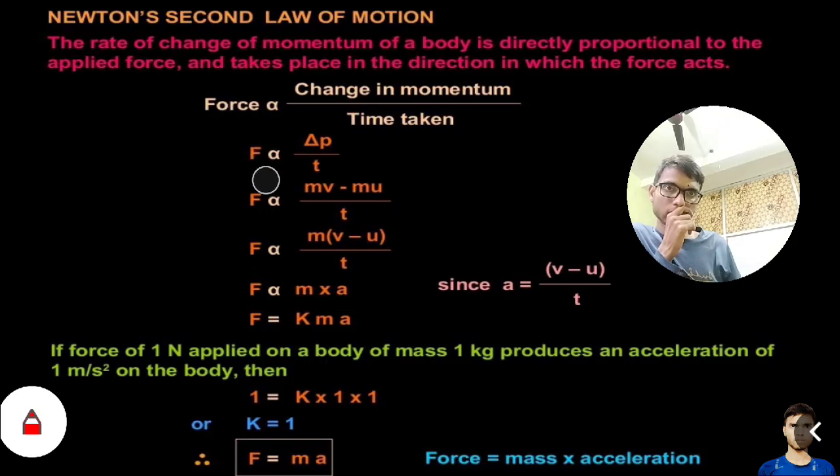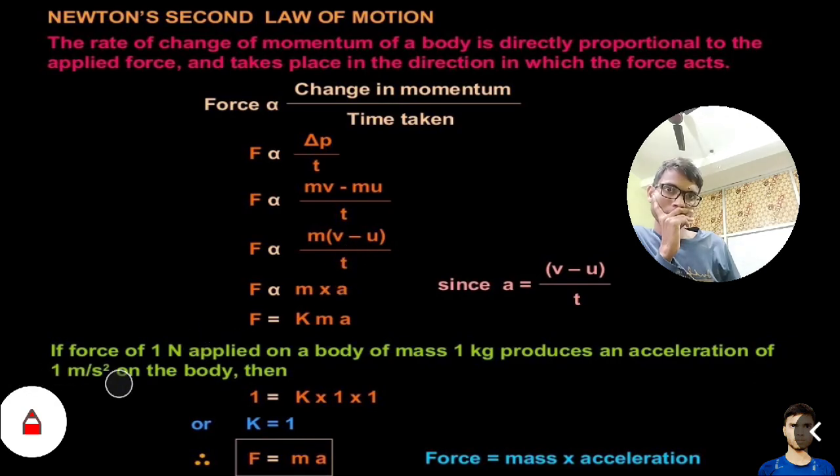Now if F is directly proportional to delta p, and p is what? m v minus m u upon t, the time taken. m is common. m was taken as common, and here the formula of acceleration is coming.